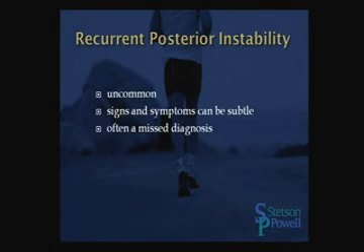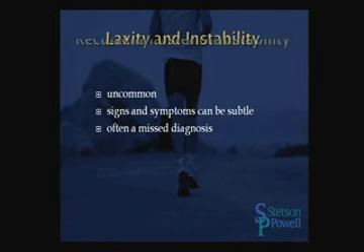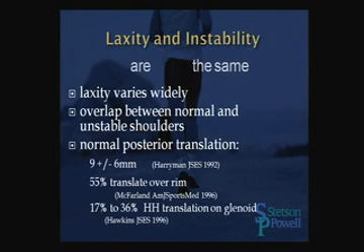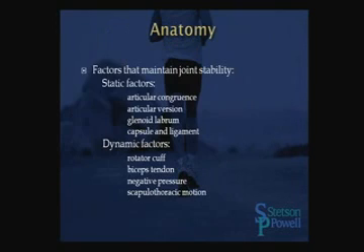Recurrent posterior instability is relatively uncommon. The signs and symptoms can be subtle. It's often a misdiagnosis. Laxity and instability are not the same. Laxity varies widely, and there's overlap between normal and unstable shoulders. These are the normal posterior translations by several authors.